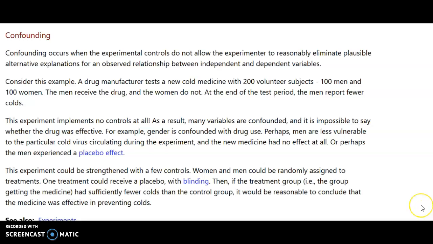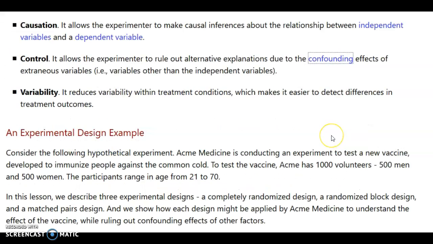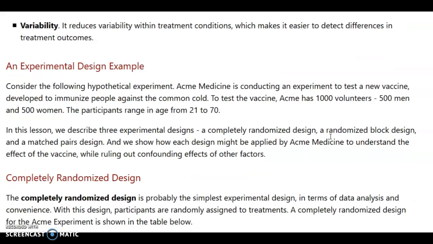So there are absolutely no controls on this. You could have given half the women treatment, half a placebo. Same thing for the men. There's various things you could do here. So we're looking for causation. The control we talked about and the confounding effects sometimes that you have. And now we're going to look at some variability as well. So let's look at a particular example.